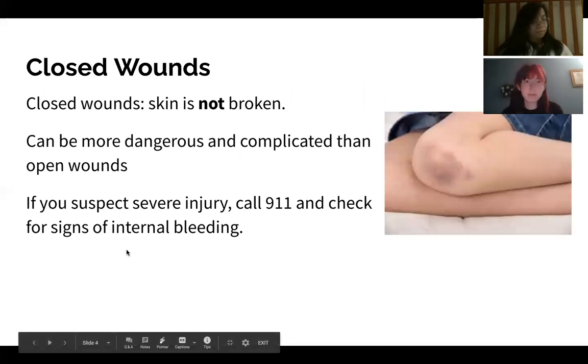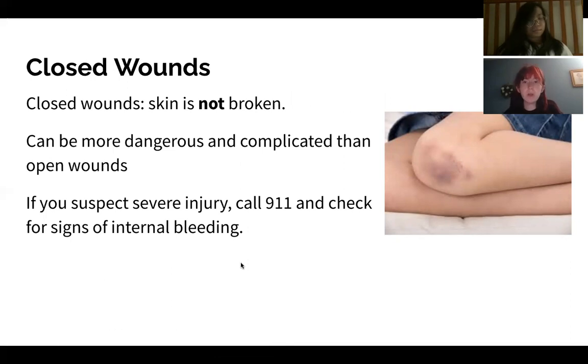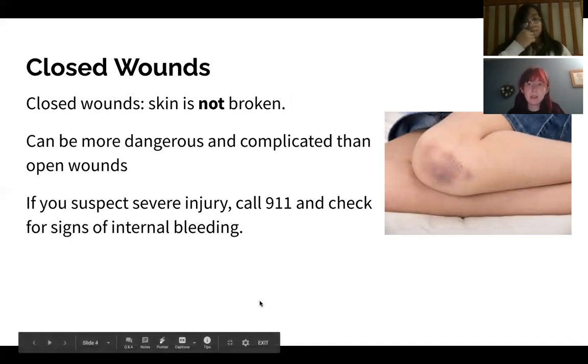The first type is a closed wound, where the skin is not broken. A common closed wound that we might be familiar with is a bruise, which is pretty simple. But closed wounds can actually be really dangerous and complicated because a lot of times we can't see the injury or the full extent of the injury.